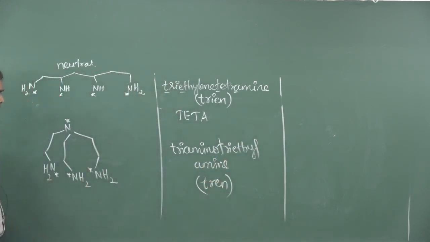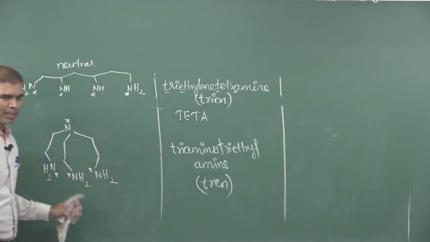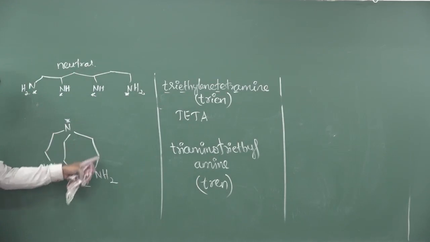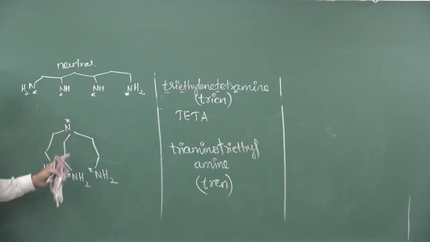Tris-aminoethylamine, abbreviated as TREN. There is a difference between TRIEN and TREN. TREN is a podal type of ligand. There is a nitrogen, with ethylenes suspended and then amines, so it comes under podal ligand. This one comes under linear acyclic.